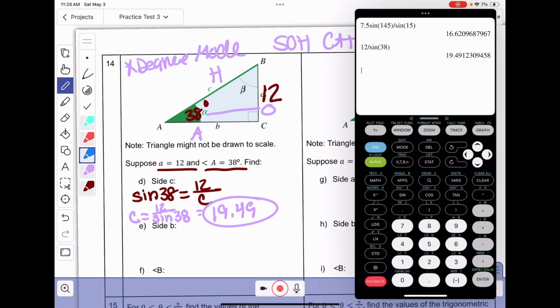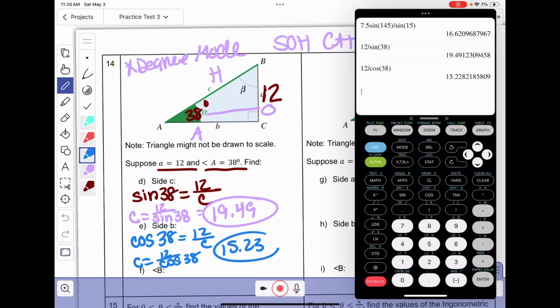Side B is A, so we're going to do cosine of 38 equals 12 over C. Same thing, we're going to switch those. So C is 12 divided by cosine 38, which gives me 15.23.